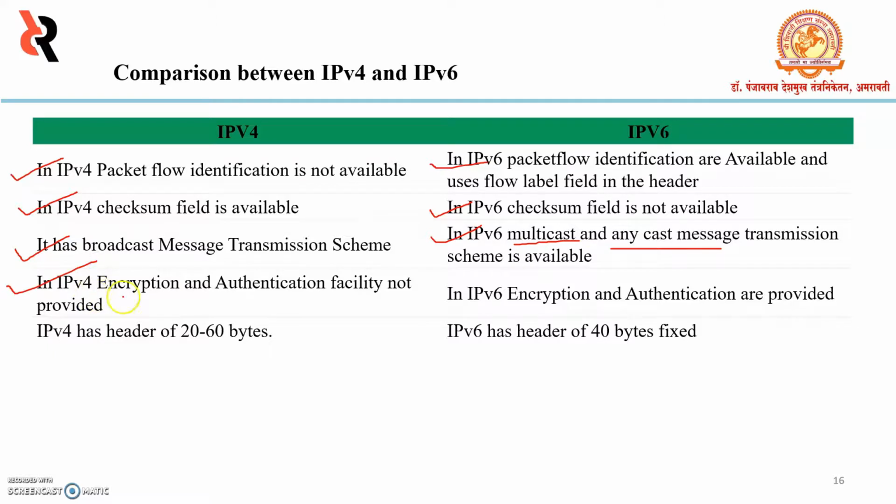In IPv4, encryption and authentication facility is not provided. In IPv6, encryption and authentication is provided. IPv4 has a header of 20 to 60 bytes, while IPv6 has a fixed header of 40 bytes. So this is the comparison between IPv4 and IPv6. You can choose any 8 comparisons for the exam.